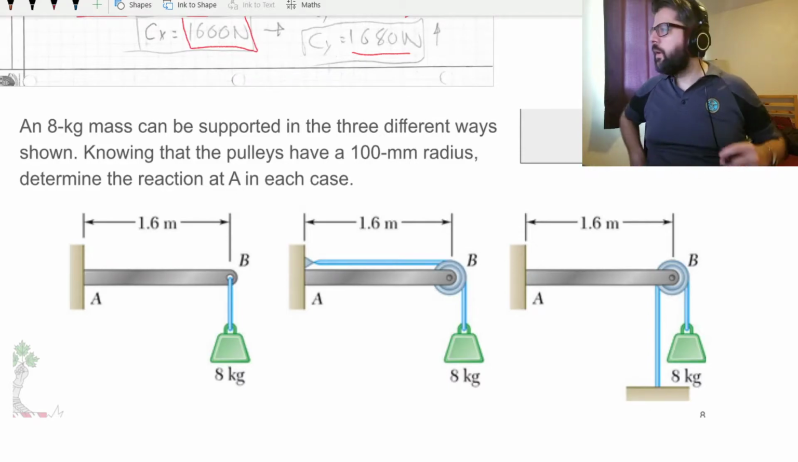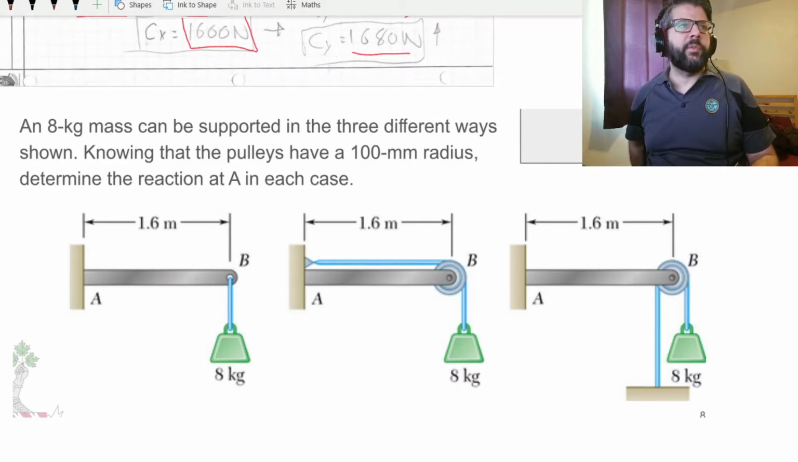Great. So, do one more example for 2D equilibrium conditions. And I'll show you a trick as we go through. So the situation we've got here is an 8 kilogram mass supported 3 different ways. It's also got that pulley with a 100 millimeter radius, and we want to figure out what the reaction is at A in each case.